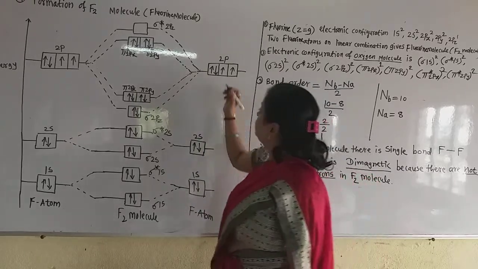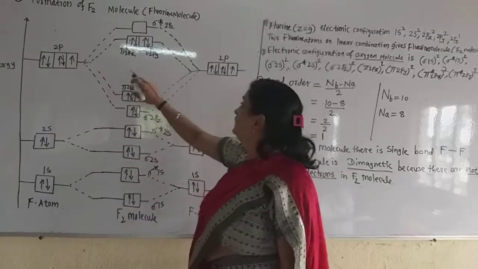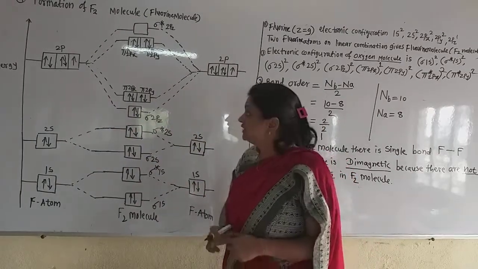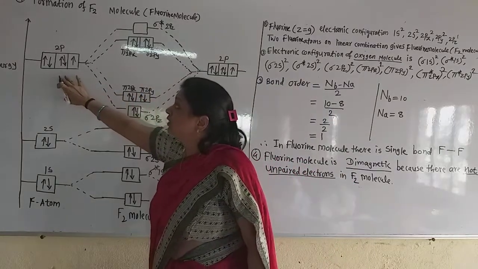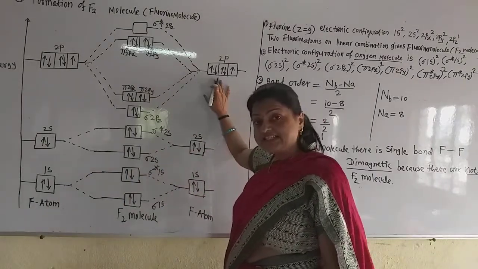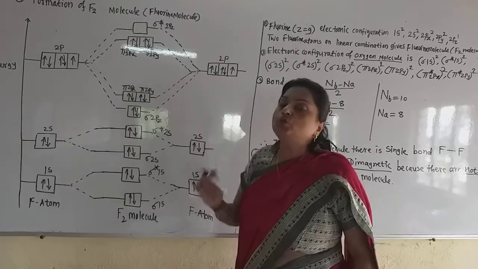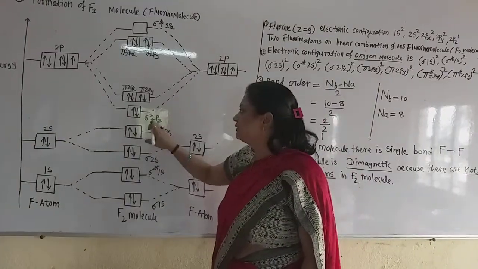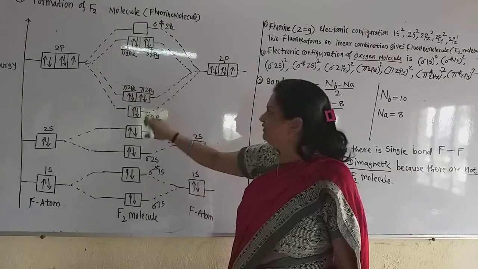Now the 2p orbitals. There are 2px, 2py, 2pz, 2px, 2py, 2pz orbitals. Both fluorine atoms contain totally 5 plus 5, 10 electrons. These 10 electrons are filled in such a way that first the bonding orbitals are completely filled with 2 electrons of opposite spin. There are three bonding orbitals: one is the sigma 2pz, and two having the same energy, pi 2px and pi 2py.